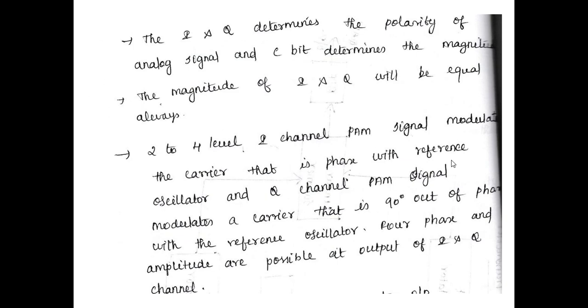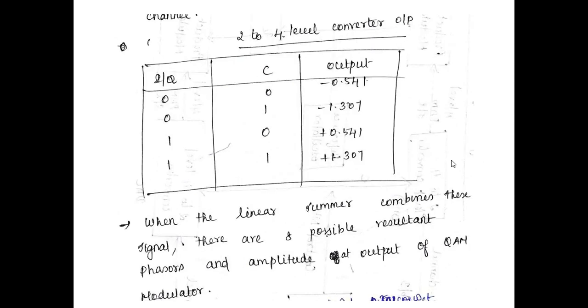The in phase and quadrature phase bits determine the polarity of the analog signal, and the control bit determines the magnitude. So the magnitude of the I and Q channels will always be equal. The 2 to 4 level I channel PAM signal modulates the carrier that is in phase with the reference oscillator, and the Q channel PAM signal modulates a carrier that is 90 degrees out of phase with the reference oscillator. So 4 phases and amplitudes are possible at the output of the in phase and quadrature channels. So this is the 2 to 4 level converter.